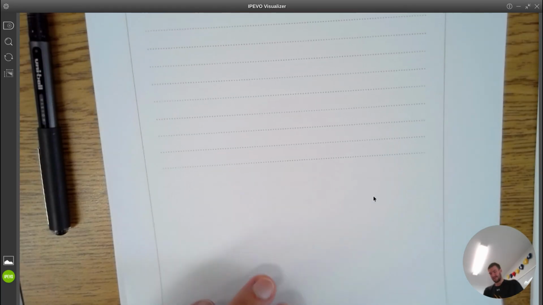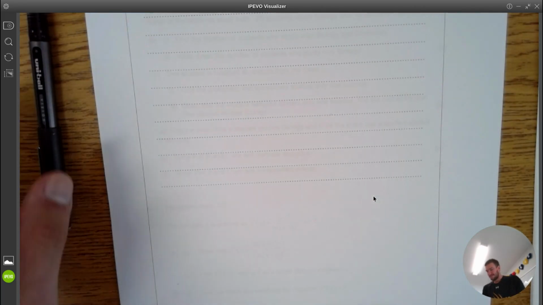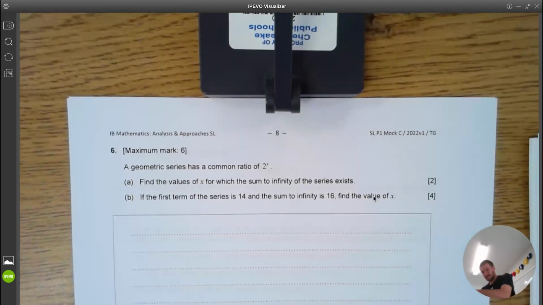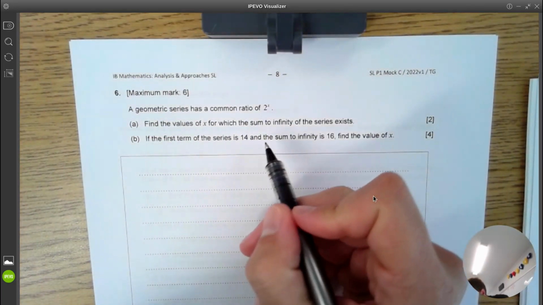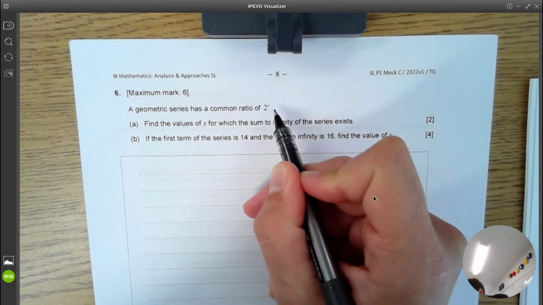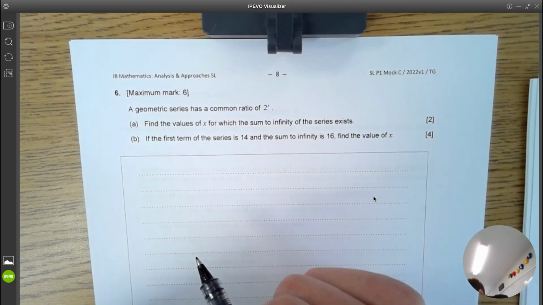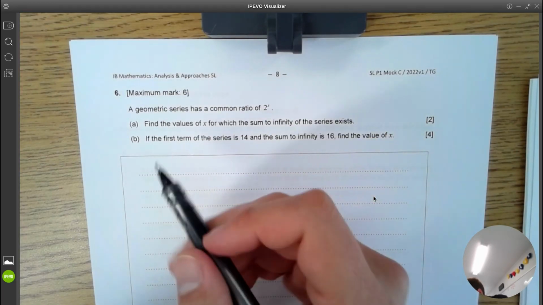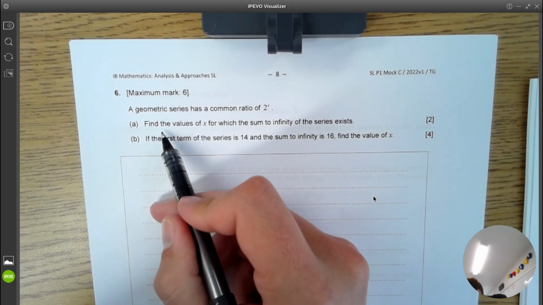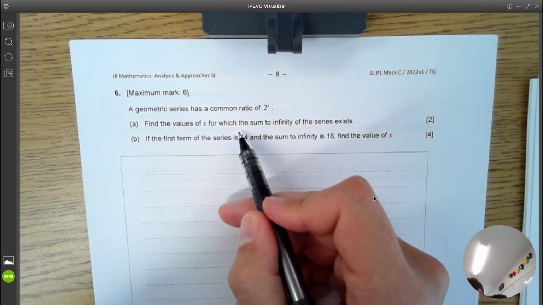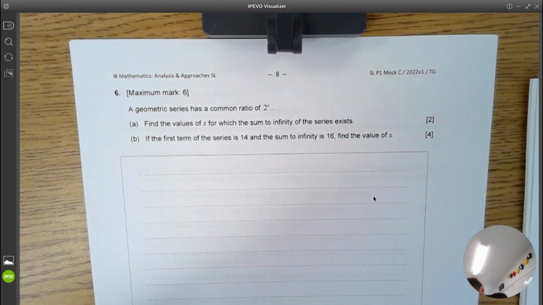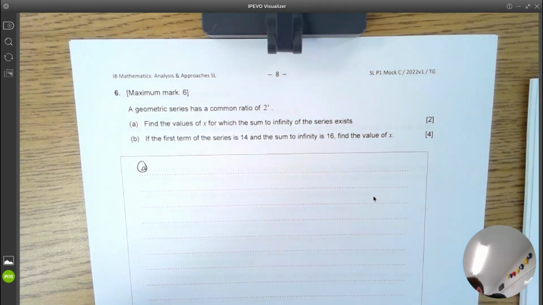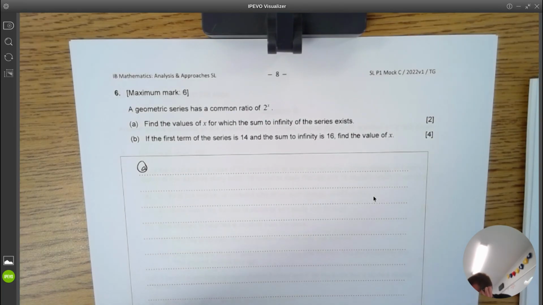Oh, question 5. Easiest question ever. Next. A geometric series has a common ratio of 2 power x. Find the values of x for which the sum of the infinite series exists. This is an easy question, but I think it might be one that people would kind of goof up.